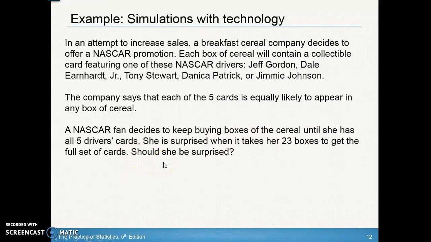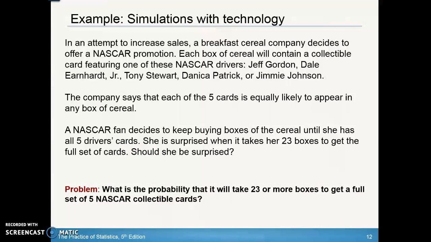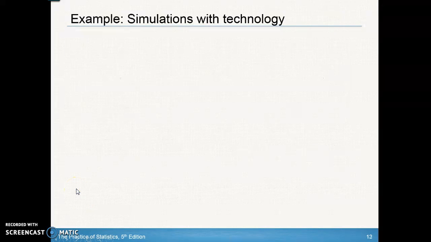Should she be surprised? So the question is, basically, we want to know, is she surprised? So how can we turn that into a probability question? Usually this will be given to you. What's the probability it will take 23 or more boxes to get a full set of 5 NASCAR collectible cards? All right, so let's see how we can use technology to answer this question.